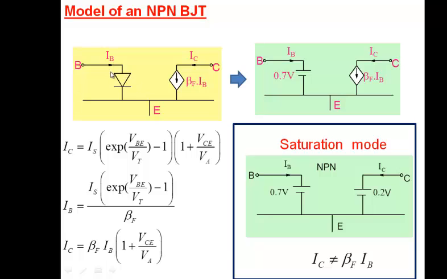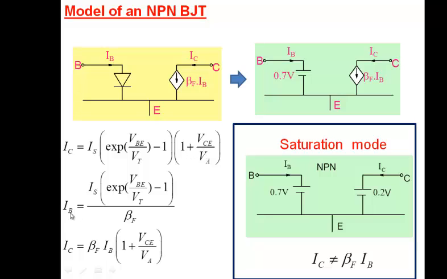These equations are for active mode. IC is IS times exponent of VB by VT minus 1. So that's my collector current. Now, if you want to take early effect into account, then you add a factor of 1 plus VC by VA. If you are neglecting early effect, then this term is not there.